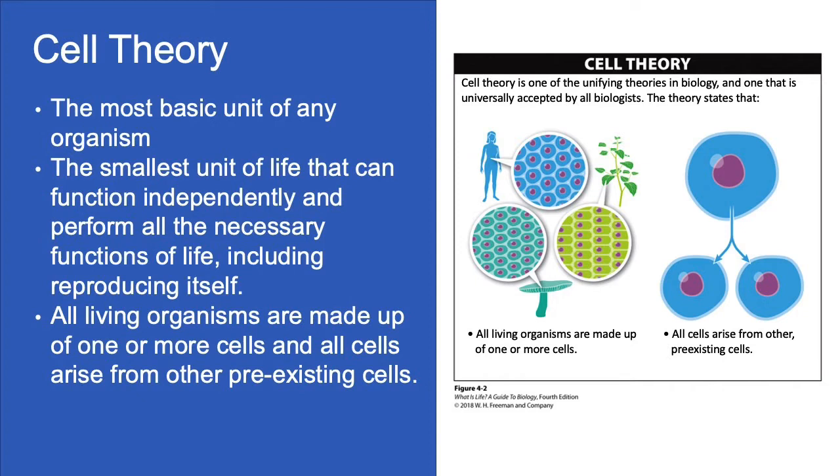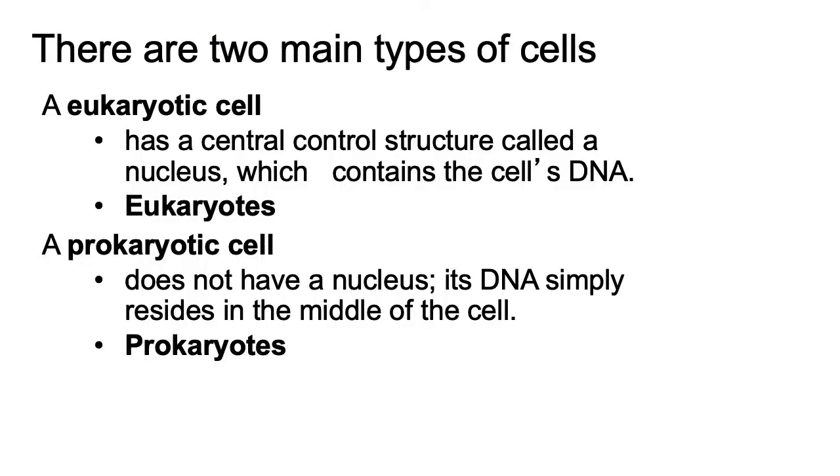The facts that 1. All living organisms are made up of one or more cells, and 2. All cells arise from other pre-existing cells are the foundations of cell theory. Although there are millions of diverse species on Earth, billions of unique organisms alive at any time, and trillions of different cells in many of those organisms, every cell on Earth falls into one of two basic categories.